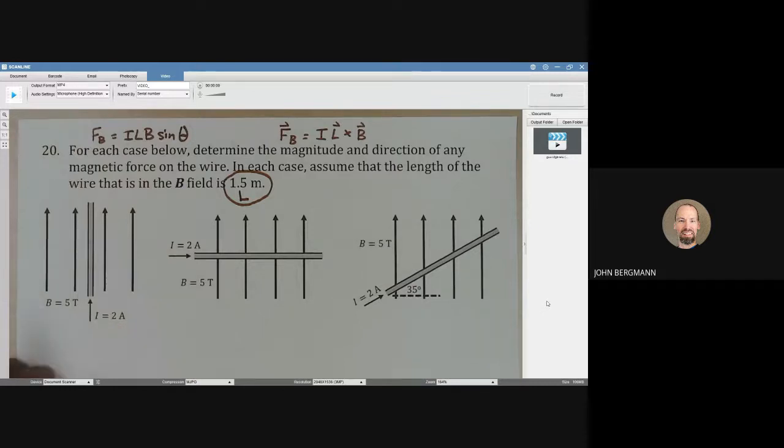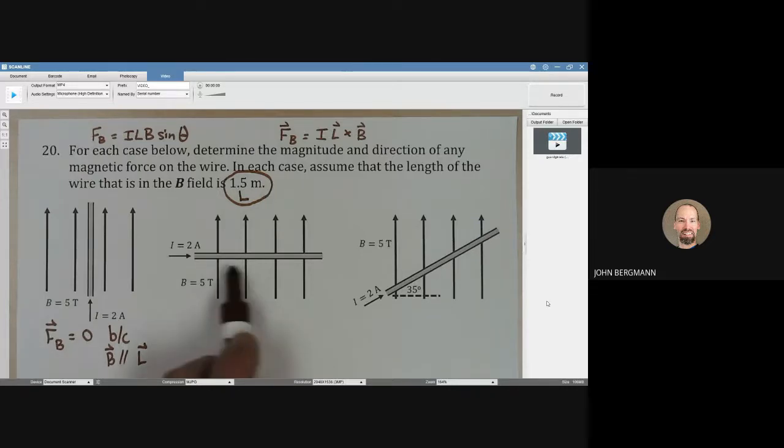So what do we have here? Let's look at the case on the left. These are parallel to each other. You can't take a cross product of two things that are parallel, you just get zero. So there is no magnetic force on this current carrying wire because B is parallel to the L vector. The L vector goes in the same direction as the current does, but we assign L as the vector. We don't assign I as the vector because current is a scalar.